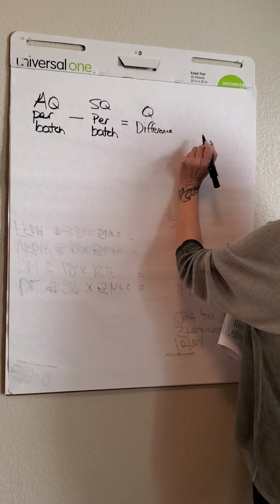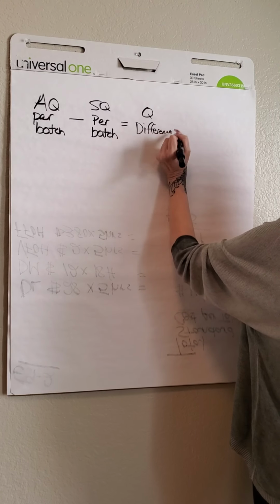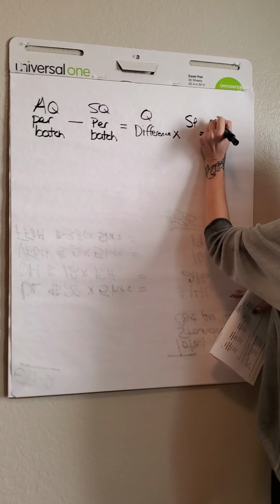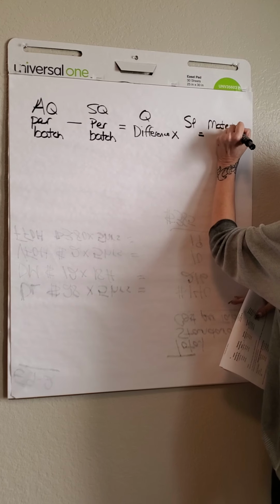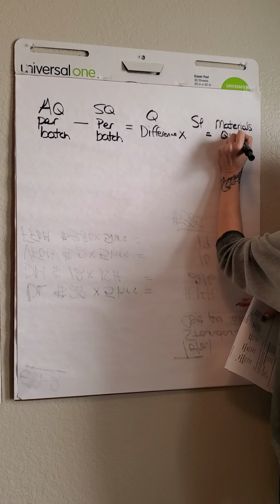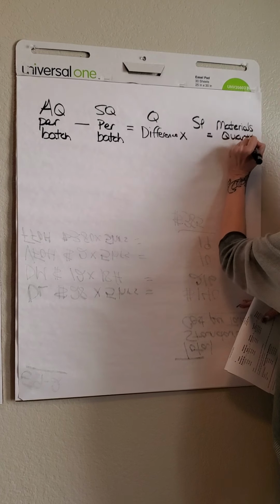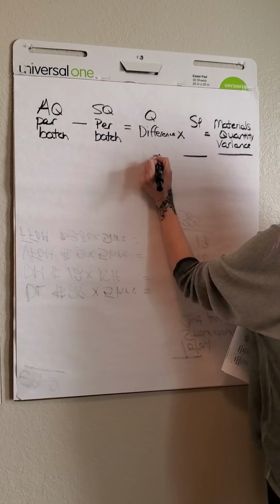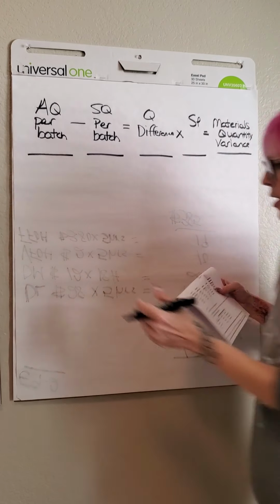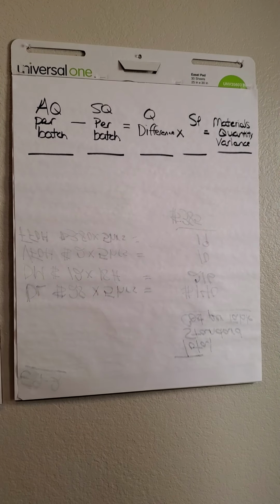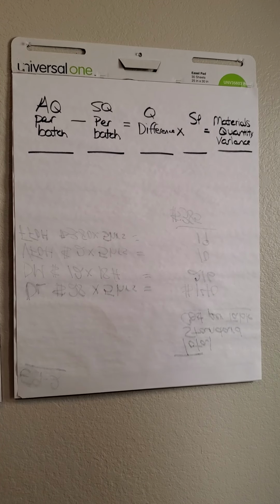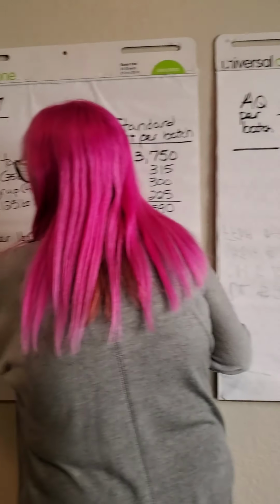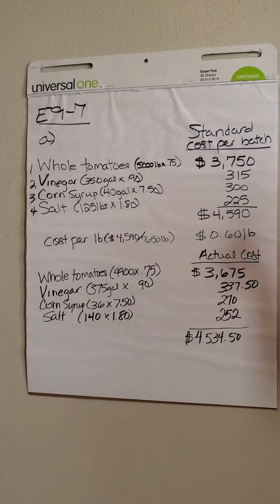And then we're going to multiply that times the standard price. So that's SP, and that's going to give us our materials quantity variance. Okay, and when we're doing this, we're going to look at the amounts for each item. So I'm going to do these as 1, 2, 3, 4. So tomatoes will be 1.